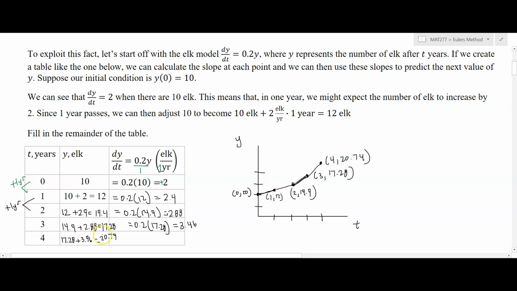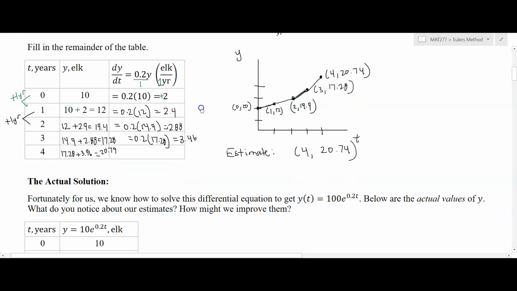And so now we have our estimate at time 4. We would say that we expect that at time 4 we will have 20.74 elk. And there is our estimate. Now, how good of an estimate is that? We don't know right off the bat, but fortunately for us, we know that this is a separable differential equation, and we can go about solving that.